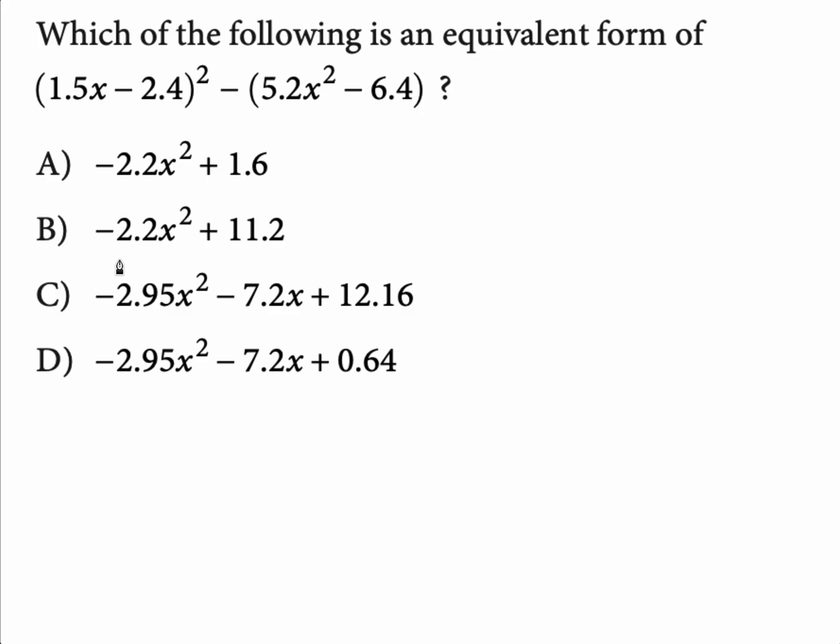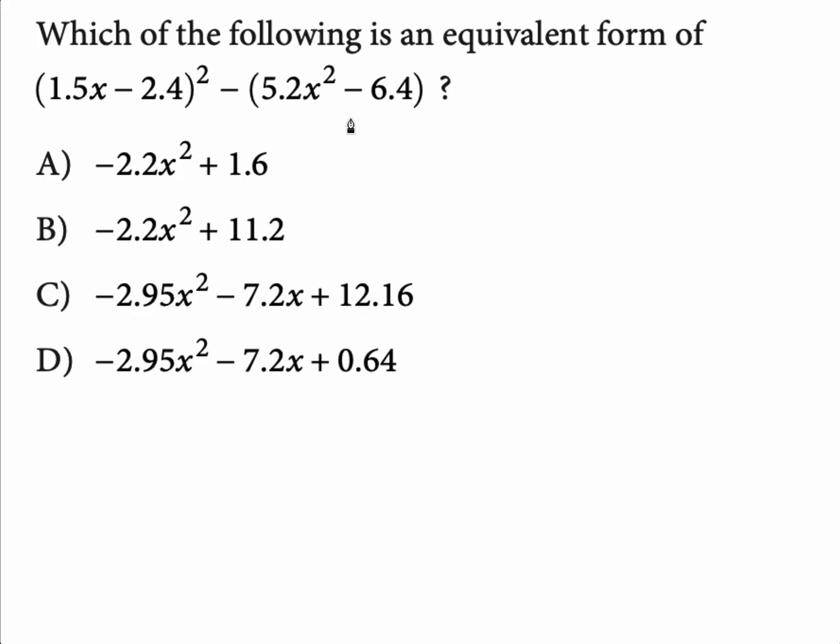Looking at this problem, the constants like 1.5, 2.4, 5.2, and 6.4 are not whole numbers. It's not an easy number to square and stuff like that. So that's the confusion of this problem. To solve it, one of the methodologies I want to use here is the process of elimination. We can use logic to get rid of all the answer choices that we think are not correct, and then we'll arrive at the answer.